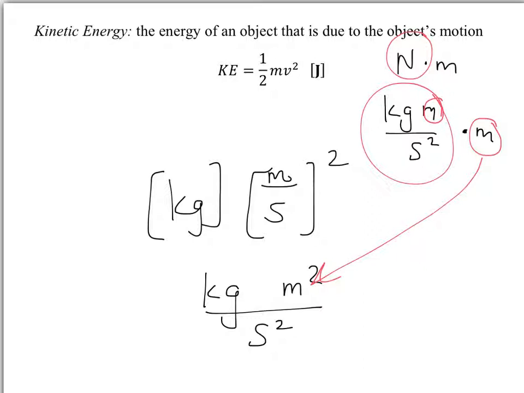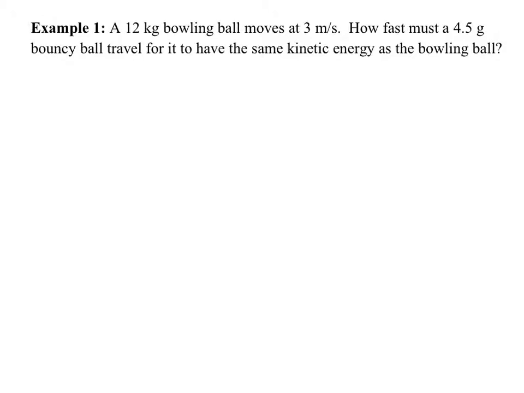All right, let's look at our first example of this. A 12-kilogram bowling ball moves at 3 meters per second. How fast must a 4.5-gram bouncy ball travel for it to have the same amount of kinetic energy as the bowling ball? So you take a bowling ball, you roll it with a certain velocity. You take one of the bouncy balls, those super balls we call them. They bounce and they go like crazy high, with only 3 grams of mass.